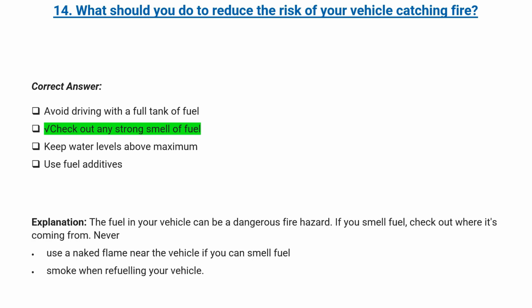Explanation: the fuel in your vehicle can be a dangerous fire hazard. If you smell fuel, check out where it's coming from. Never use a naked flame near the vehicle if you can smell fuel. Never smoke when refueling your vehicle.